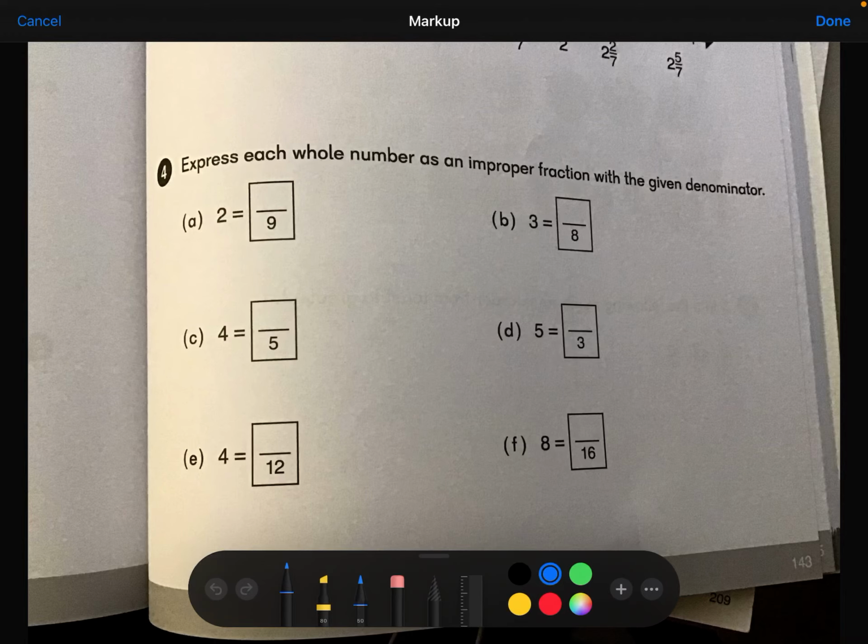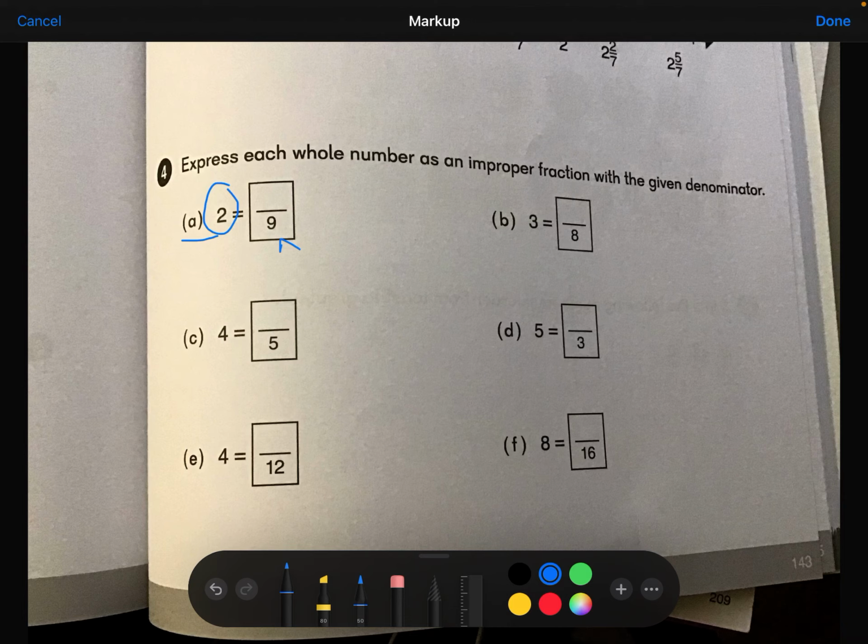Let's go ahead from the chapter 6.6 in the 4th grade math book. Look at page 143 workbook. Section 4 asks you to express a whole number as an improper fraction with a particular denominator. So A has given us the denominator of 9. Our goal here is to represent 2 wholes as an improper fraction.